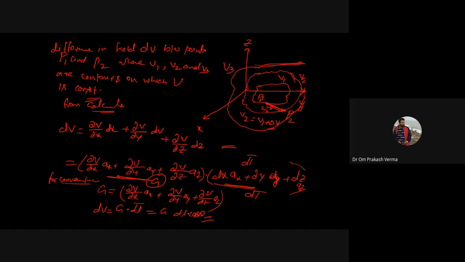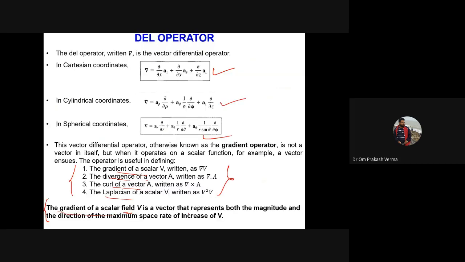If dV is equal to G dot dl vector, or G dl cos theta, then we can write dV by dl is nothing but G cos theta. dV by dl is equal to G cos theta.